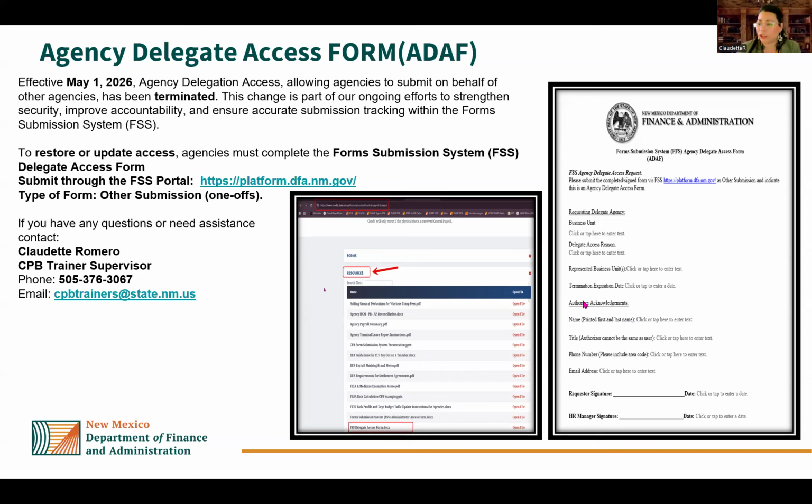We would also like to know why you'll be submitting on behalf of them. Do you have an MOU in place? Is it that you will be doing HR for that agency? And then also the termination or expiration date that you anticipate being the FSS delegate for.